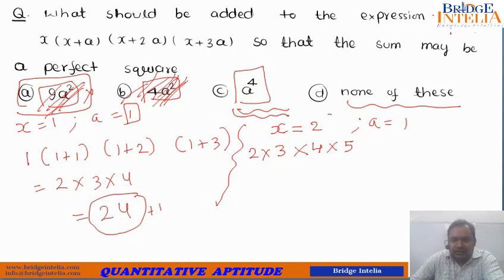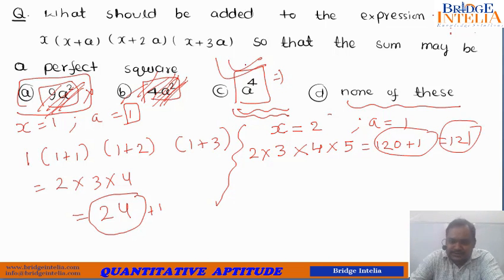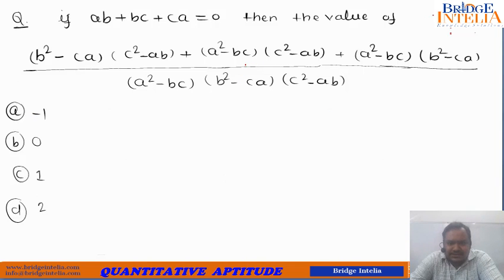This time what does this come out to be? 3 into 2 is 6, 6 4s are 24, 24 5s are 120. So what must be added to 120 to make it a perfect square? This time we have assumed a to be equal to 1. So if we add a to the power 4, that means if we add 1 here, does it become a perfect square? Yes, it does become a perfect square. So the tie is broken. A to the power 4 is the correct answer in both the instances.